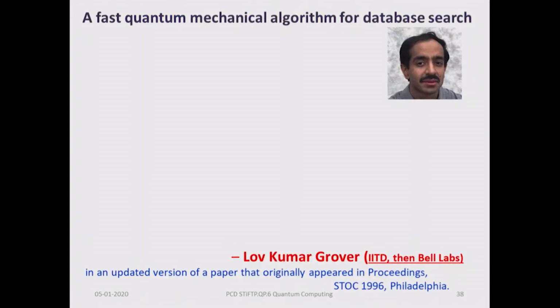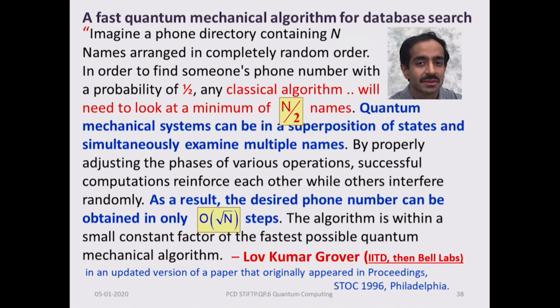And then very soon after that, Lov Grover, who studied at IIT Delhi and subsequently worked at Bell Labs, developed a search algorithm, and he could achieve much faster time of doing the search, of the order of square root of N rather than N over 2. Okay, so those are the huge advantages that quantum computing has led us to.